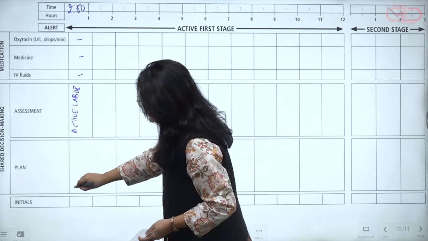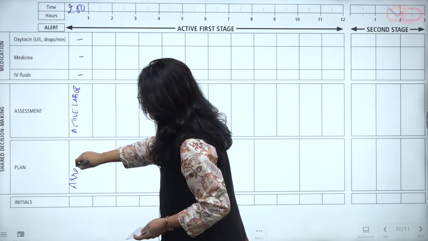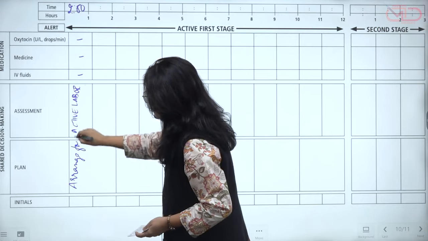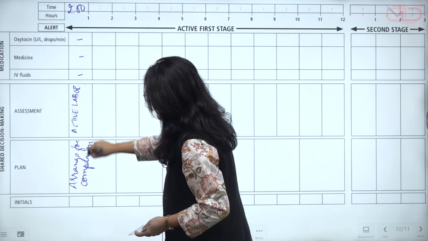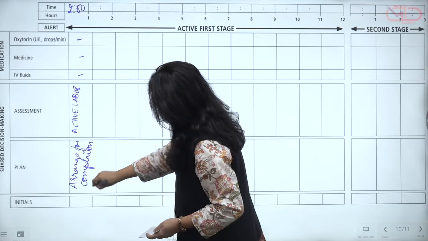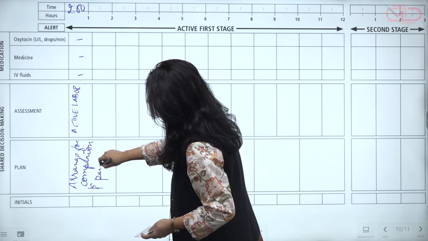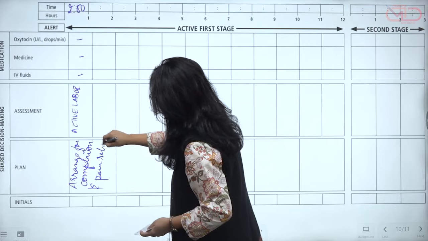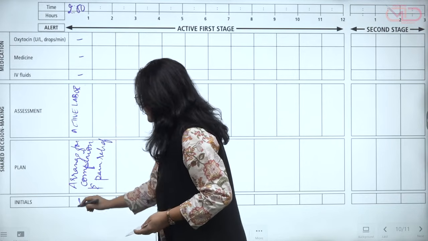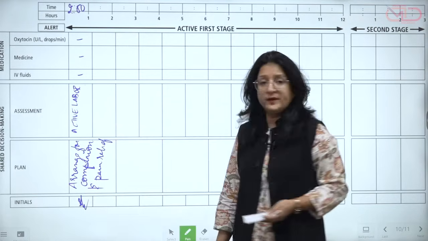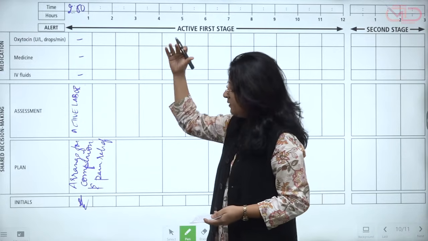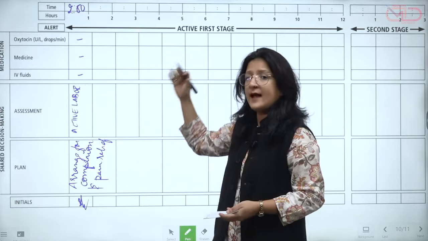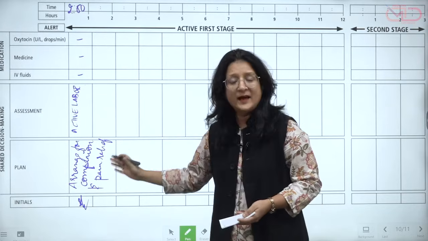So the plan is to arrange for a companion, let's say. Yeah, she's requesting for that. A relative can be called, right? And pain relief, arrange for companion and pain relief. That's the plan so far, and these are the initials which are going to be noted. So this is how it helps in monitoring, documenting and assessing and making a plan accordingly.